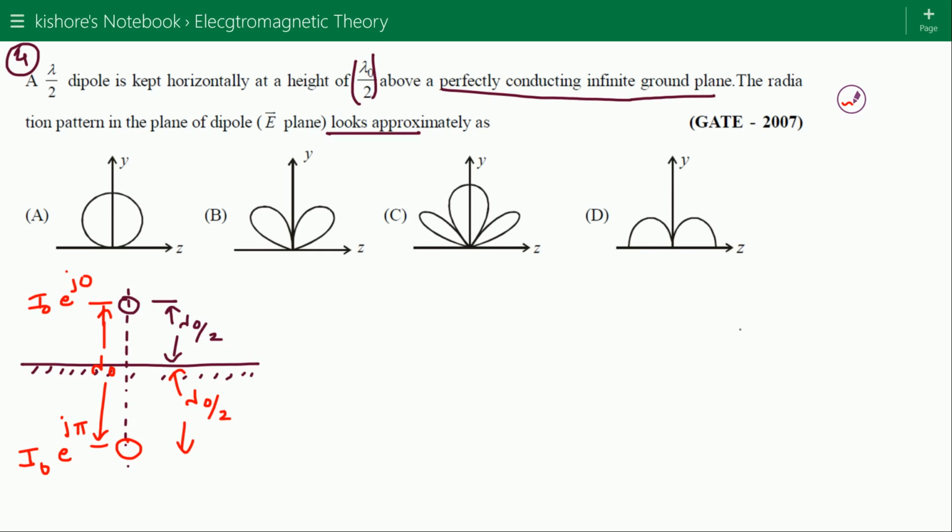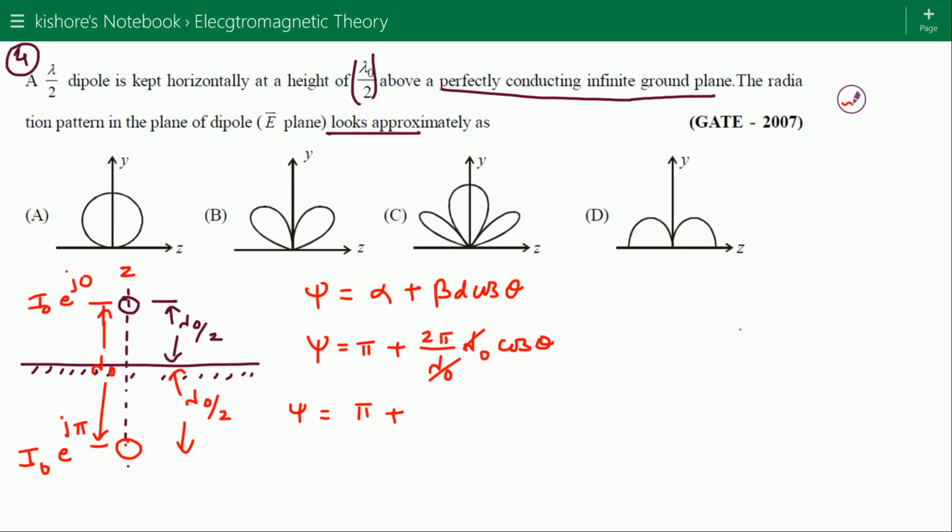So we can write the expression for total phase shift, that is psi, is alpha plus beta d cos theta. Suppose this one is z-axis. Phase difference in current is pi. Beta is 2 pi by lambda, and the separation d is lambda naught. So psi is pi plus 2 pi cos theta.